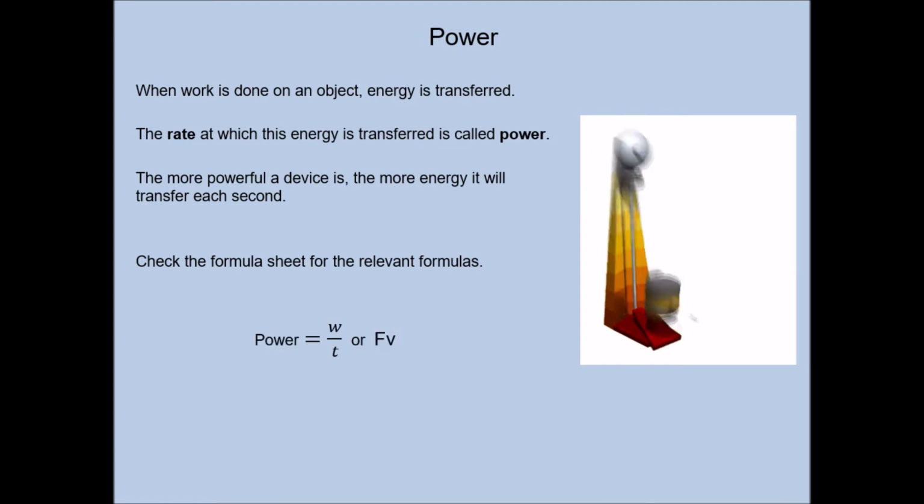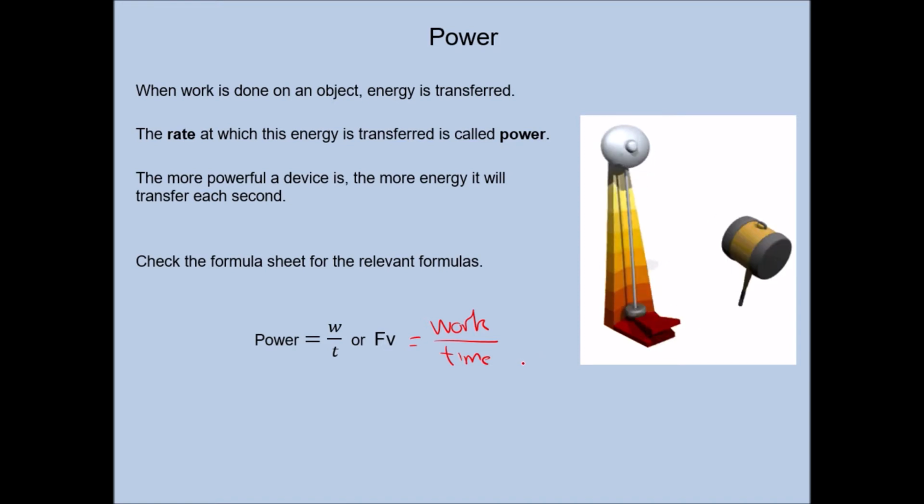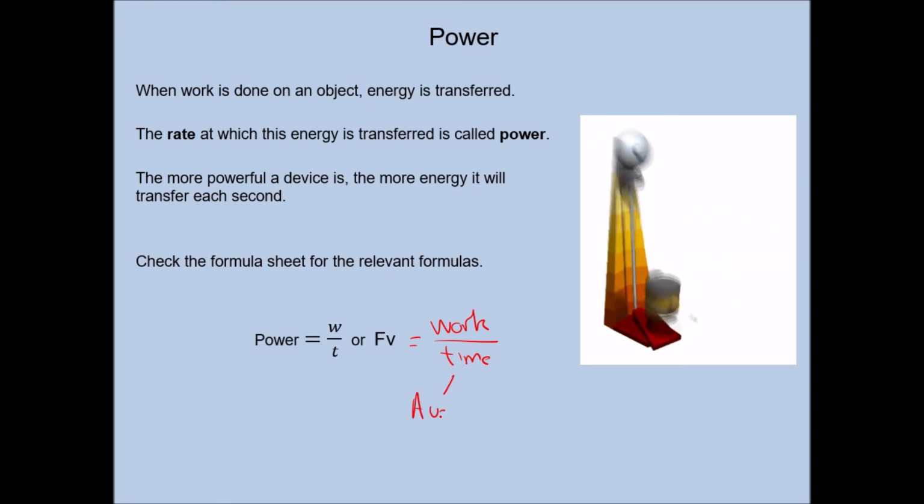Now what you should find is power is equal to W divided by t. So we've got work divided by t, which is time. Now this is what we call our average power.